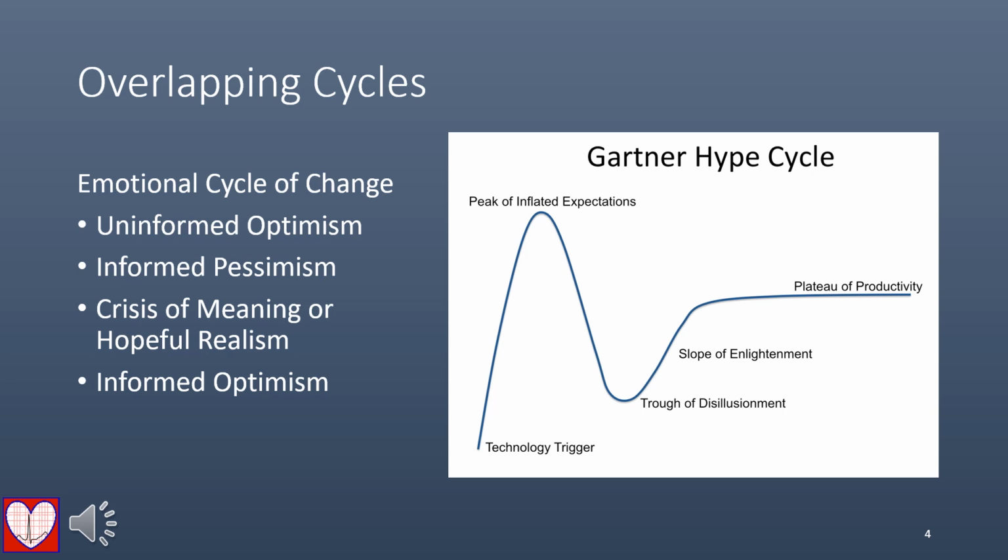But first, we're going to crosswalk the Kelly and Connor emotional cycle of change with the Gartner Hype Cycle to identify subjective decision influencers. First, uninformed optimism. This correlates to the upward slope of the peak of inflated expectations. Noted here is the perceived usefulness, which was defined by Fred Davis as the degree to which a person believes that using a particular system would enhance their job performance.